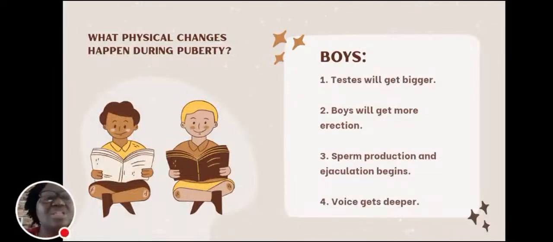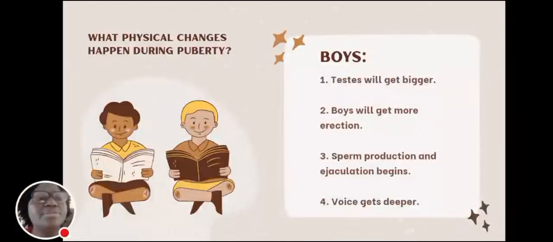So number one change that happens in the body of a boy is that the testes will be getting bigger. It will increase in size. Number two, you notice that boys will get more erections. Before, maybe it was not regular, but now they will get more. Maybe before it was only in the morning, but they could get it even when they are in school or anywhere. You understand? Number three, sperm production and ejaculation begins.